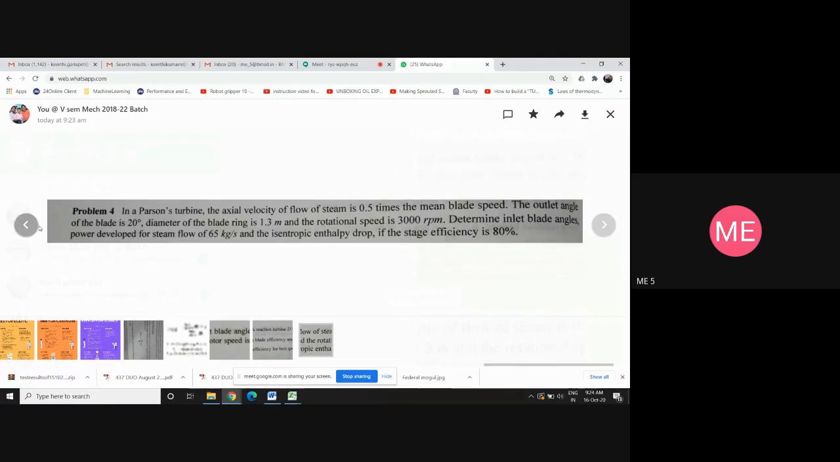Next, the outlet angle of the blade is 20 degree. That is beta 2 is 20 degree. You know, for the Parsons turbine, if beta 2 is 20 degree, alpha 1 is also 20 degree. Next, the diameter of the blade ring is 1.3 meter. That is d mean. And the rotational speed is 3000 rpm. So, with the help of these two, I can find out U. Then determine the inlet blade angle, power developed by the steam for the steam flow rate of 65 kg per second, and the isentropic enthalpy drop if the stage efficiency is 80%. He himself has given the stage efficiency as 80%.